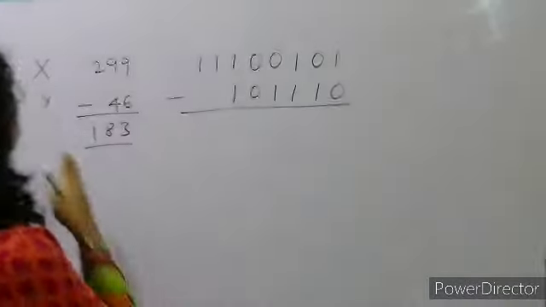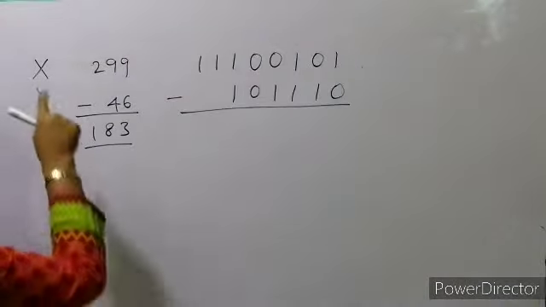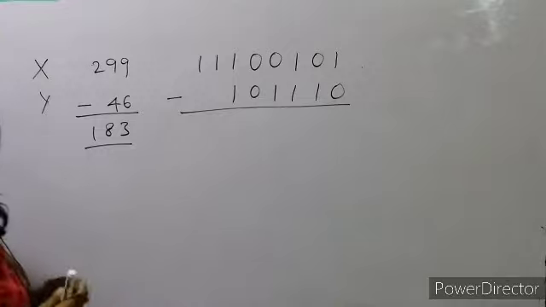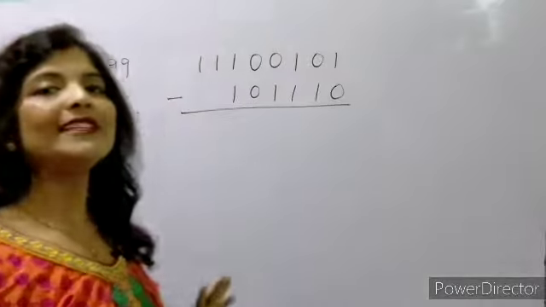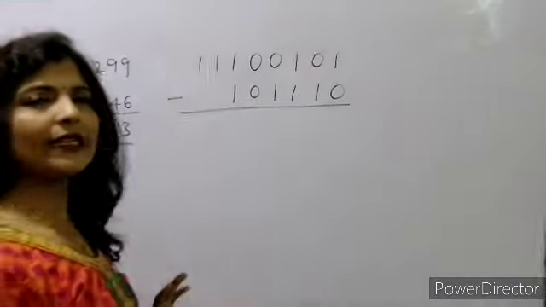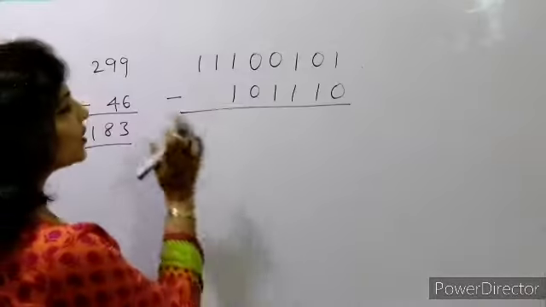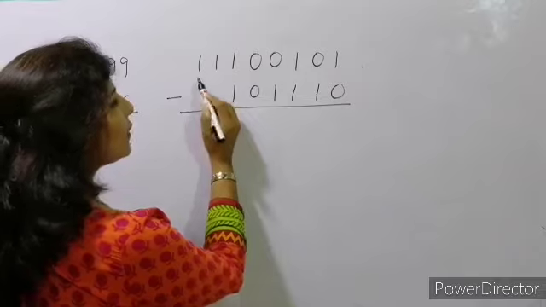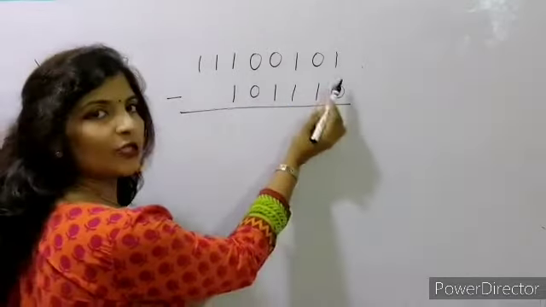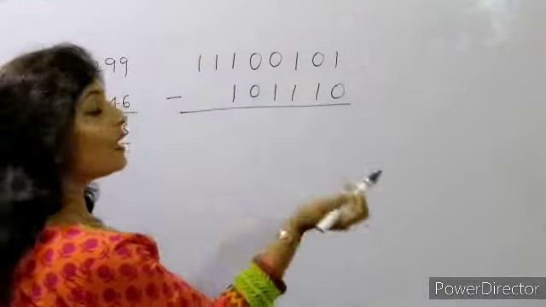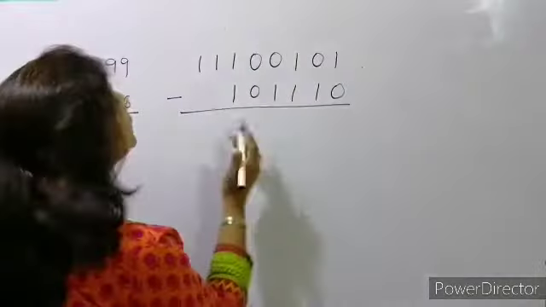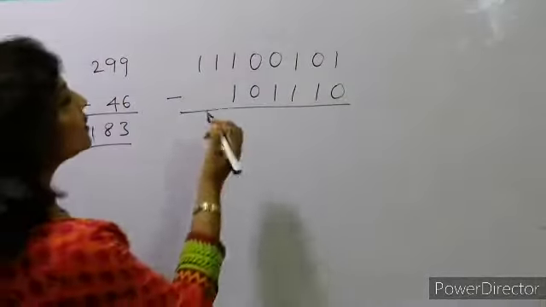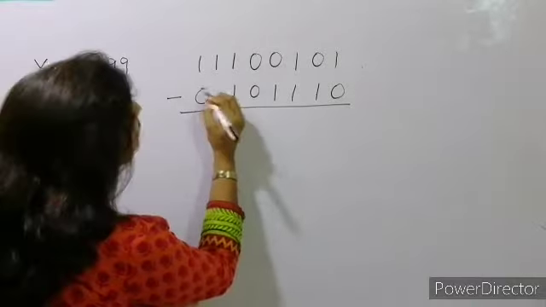If we have two numbers x and y, where x is 299 and y is 46, the difference will be 183. Now we'll see this in terms of binary. What is the value of 299? 111000101. And the value of 46 is 101110. Now we have to do subtraction, so first of all the bits should be equal in length, so we pad with 0 0.